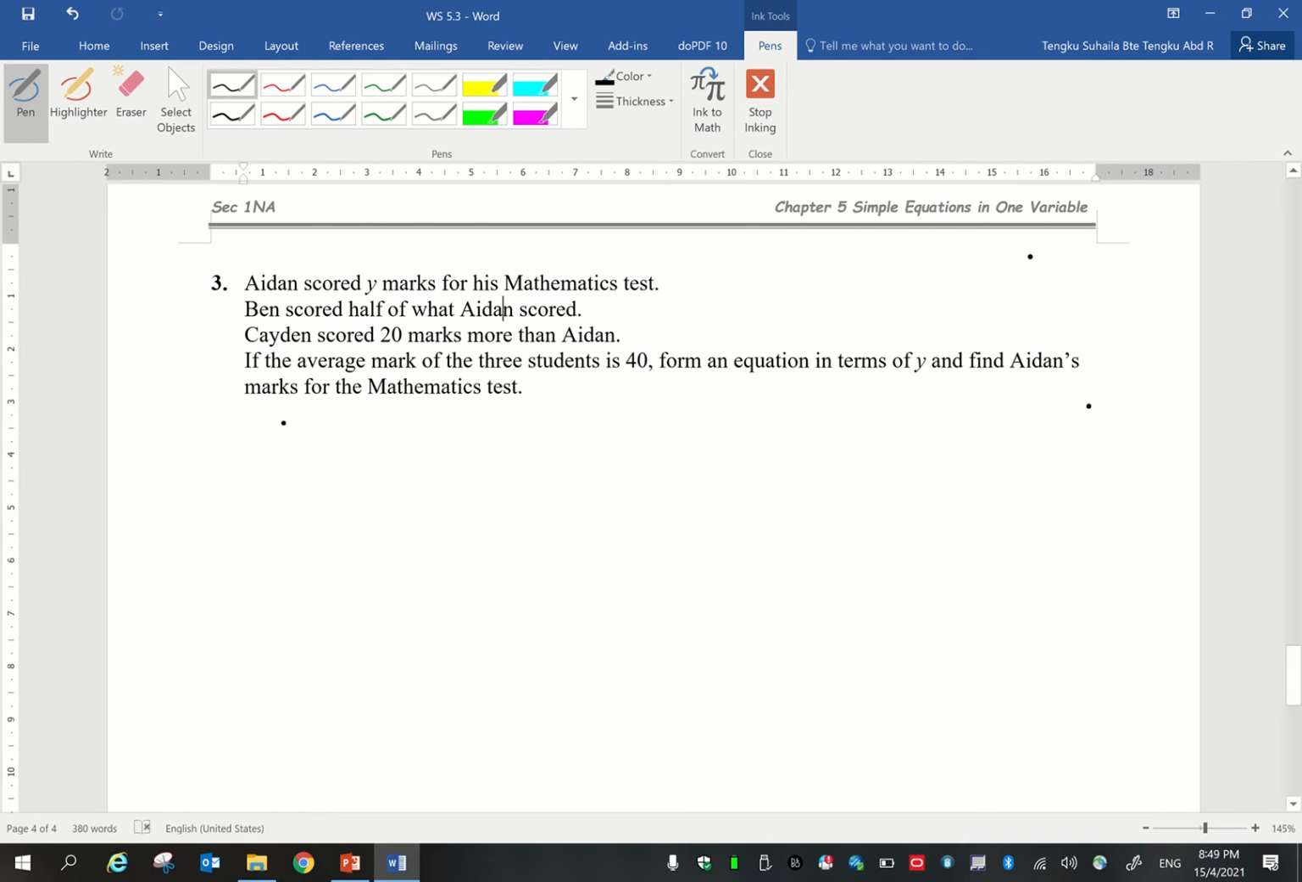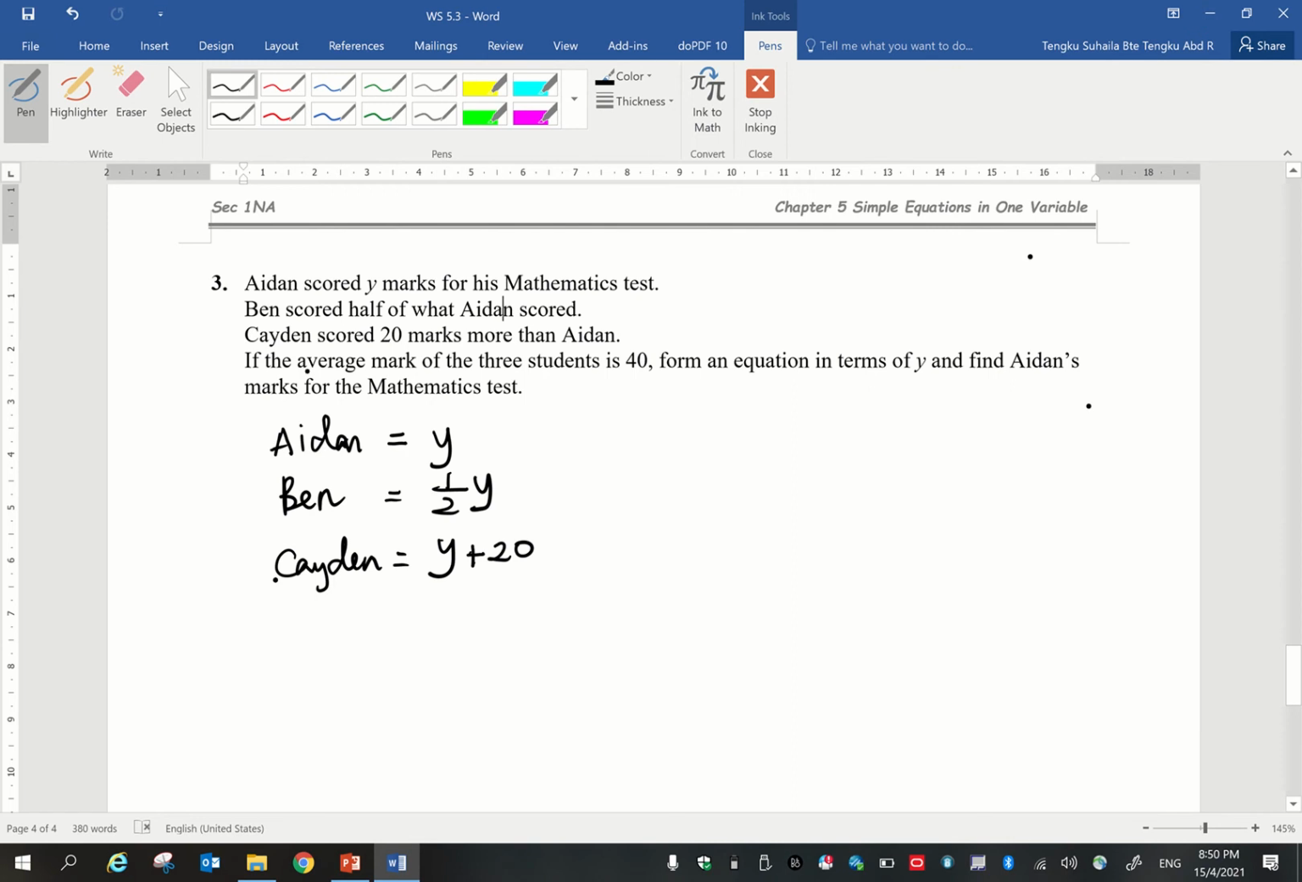Okay. So let's write down this information in a simpler form. Aiden scored Y marks. So Aiden's is Y. Ben scored half of what Aiden scored, which means that it's half of the Y. And Caden scored 20 more marks than Aiden. So which means that Caden's score is actually Y plus 20 marks, right?